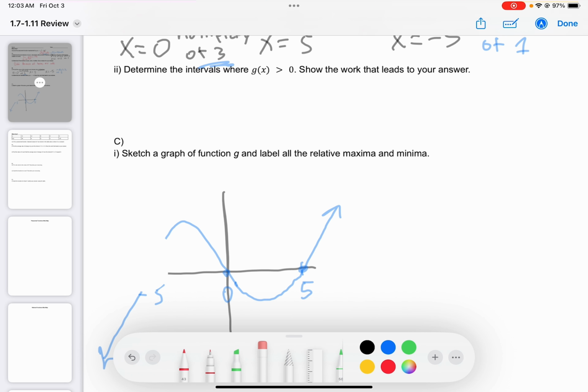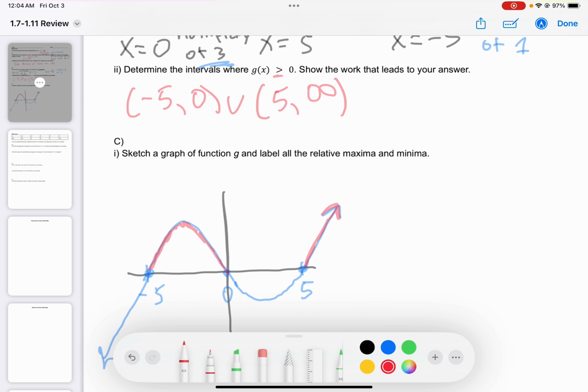Well, we're greater than 0 from here to here and from here onward. So we can say we're greater than 0 over the interval -5 to 0. Notice I use parentheses and not brackets because there's no equal sign here. Brackets are from when we're equal to something, or like greater than or equal to. And parentheses are when we don't want to include that point. We don't want to include -5 or 0 here. And we're also from 5 to infinity.